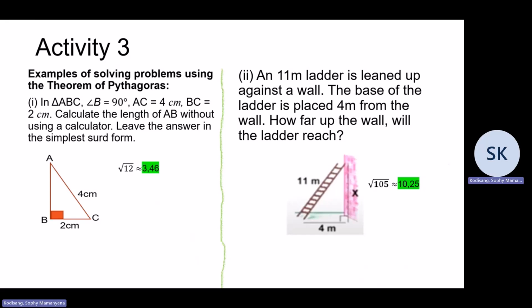Now to get the size of x, or the height of the wall, you need to also apply the theorem of Pythagoras. You start by writing the equation a squared plus b squared is equal to c squared. In this case, the c squared will be 11 squared, and the a squared will be 4 squared, and the x squared will be the other side. So you have to write that equation and find the value of x.